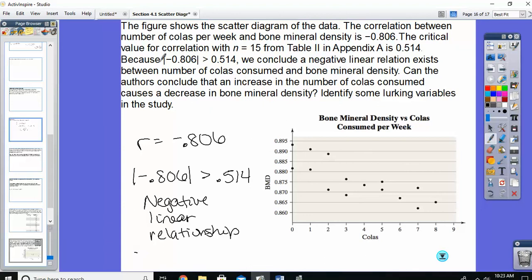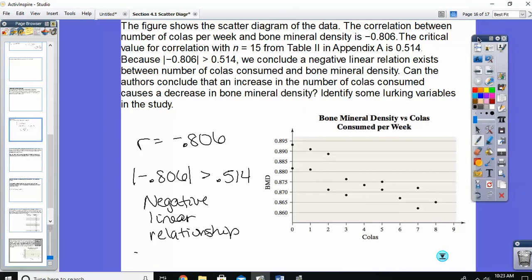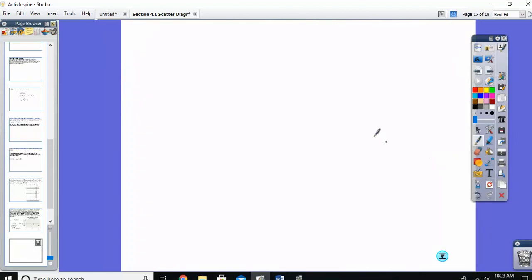All right. Any questions? So that is my stopping point. That's the end of this section.